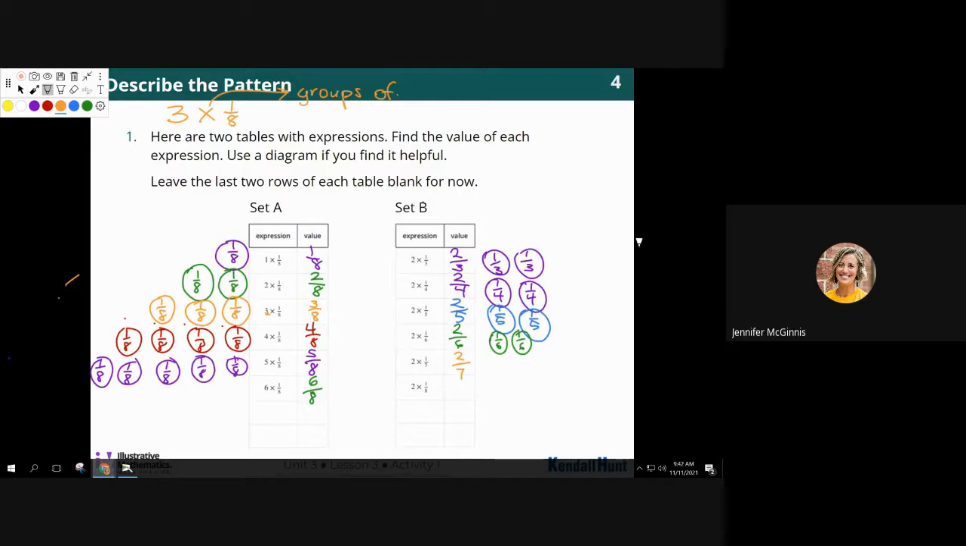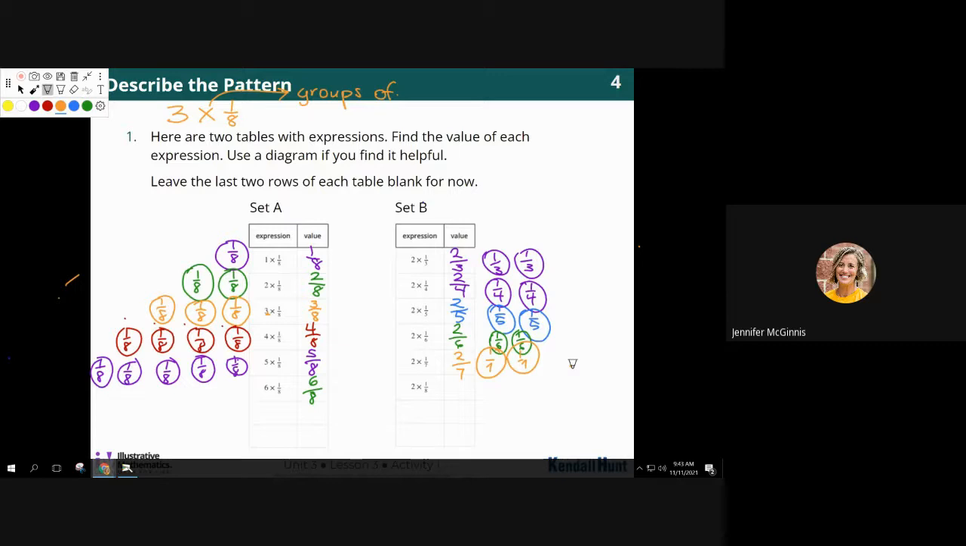Read the expression. Make the expression fit a diagram. Read this to me. Stand up if you need to. 2 times 1/7. Say it again. 2 groups of 1/7. What's my diagram gonna look like? 2, 1/7. I need 2 groups, and I need 1/7 in each group.